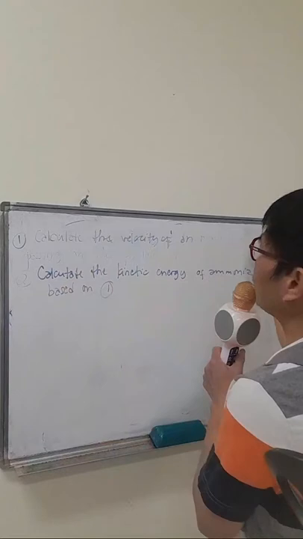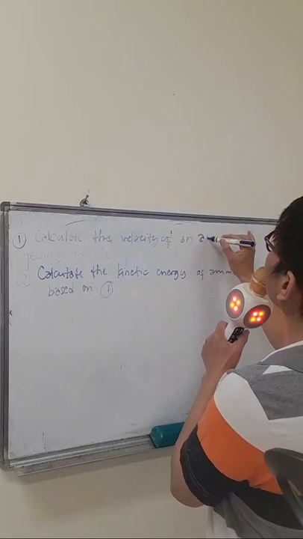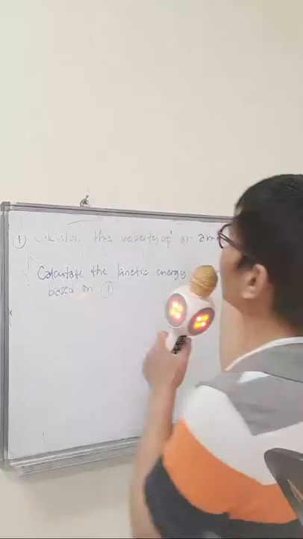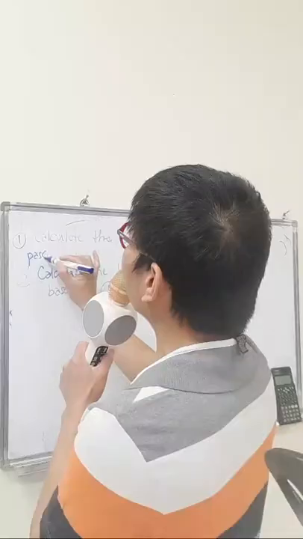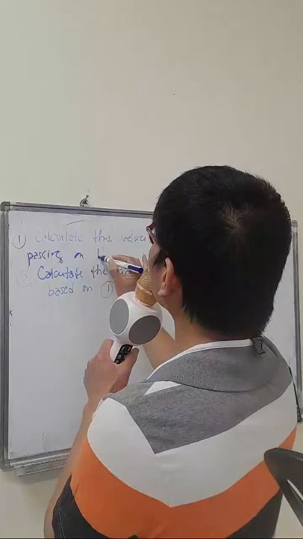Okay, calculate the velocity and effusion rate of gases. So calculate the velocity of an ammonia. What's this? Passing on. Isn't it clear? Okay.